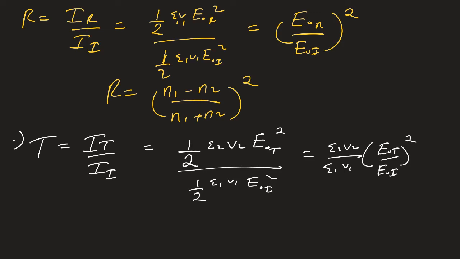So, substituting in for E0T over E0I, T then becomes equal to... so we know that n is equal to the square root of the permittivity times the permeability, but we've taken the permeability for both materials to be approximately equal to mu naught. The same would go for material 2, so mu1 and mu2 are almost the same, and so the only difference is because of the permittivities.